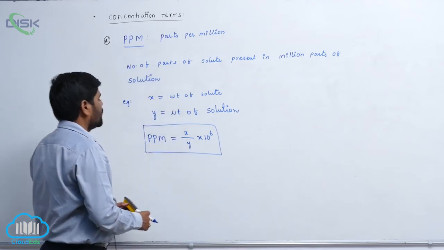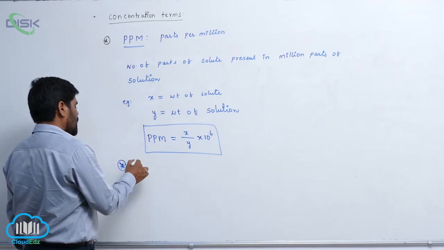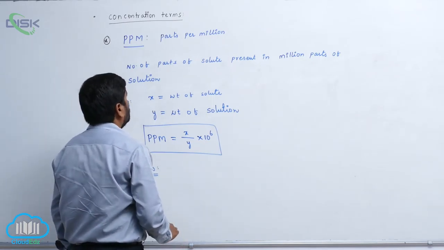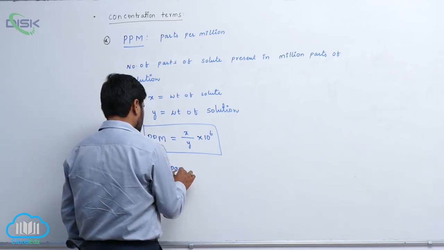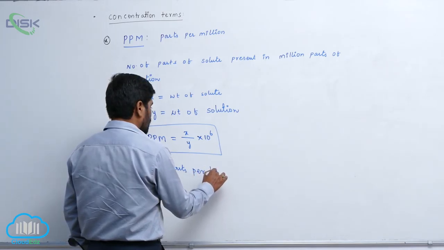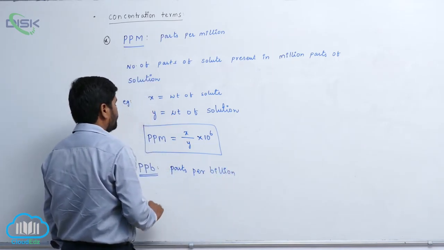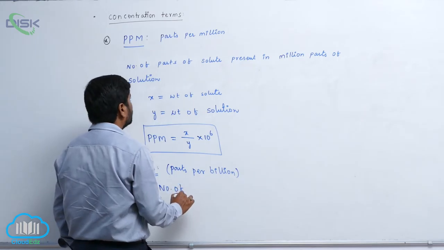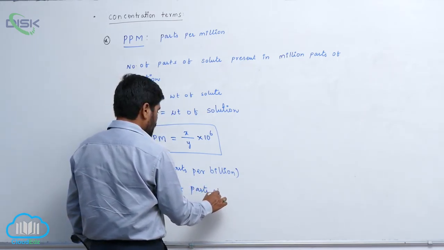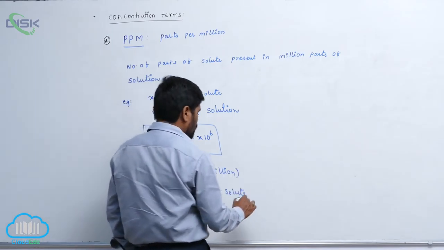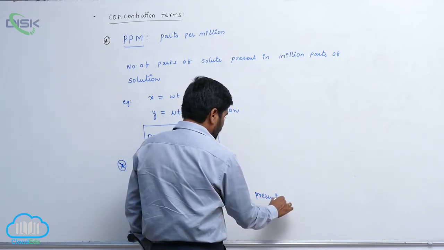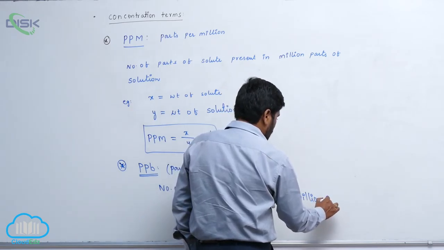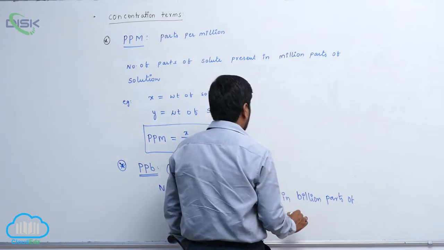Next one, PPB. It is also a concentration term, PPB. PPB means parts per billion, parts per billion. It may be defined as number of parts of solute present in billion parts of solution.